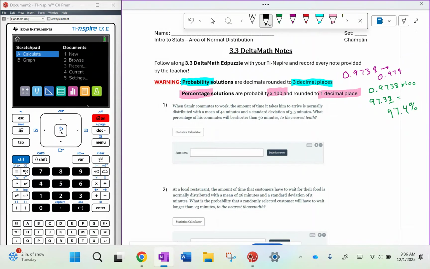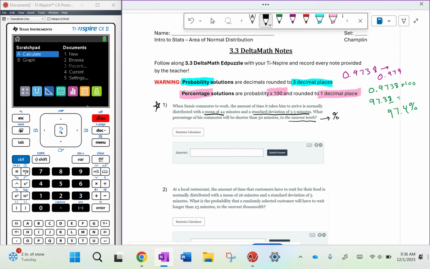All right, so let's look at number 1, and it says when Samir commutes to work, the amount of time it takes him to arrive is normally distributed with the mean of 44 and the standard deviation of 3.5 minutes. What percentage of his commute will be shorter than 50 minutes to the nearest tenth? Okay, so this answer is going to be in a percent.